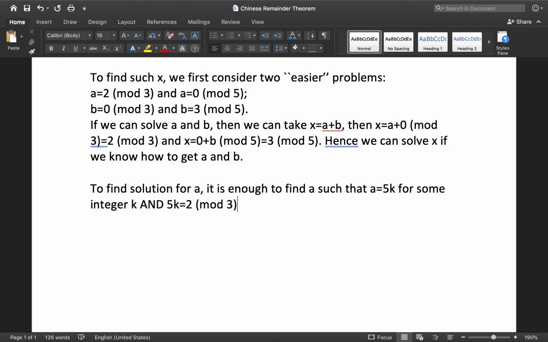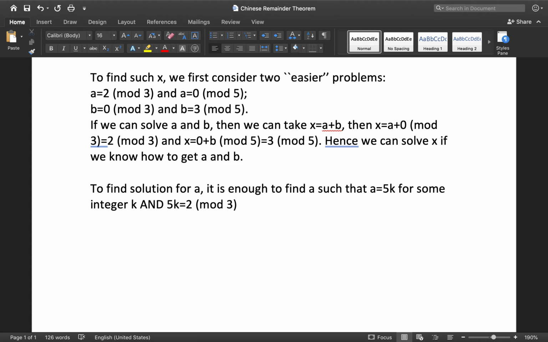Because now you know a has to be a multiple of 5, so that means it has to be 5 times some k. But on the other hand, in order to satisfy the first equation, 5k has to be congruent to 2 modulo 3.